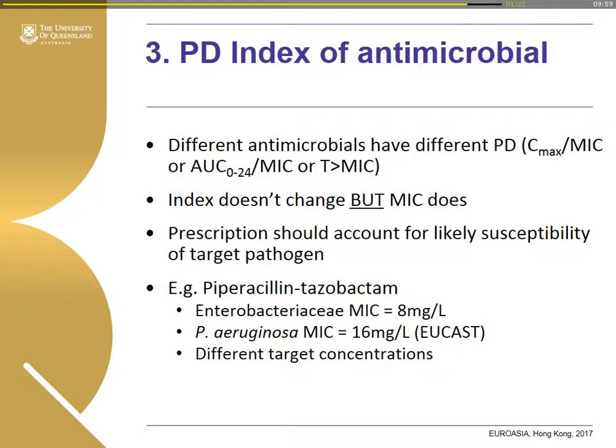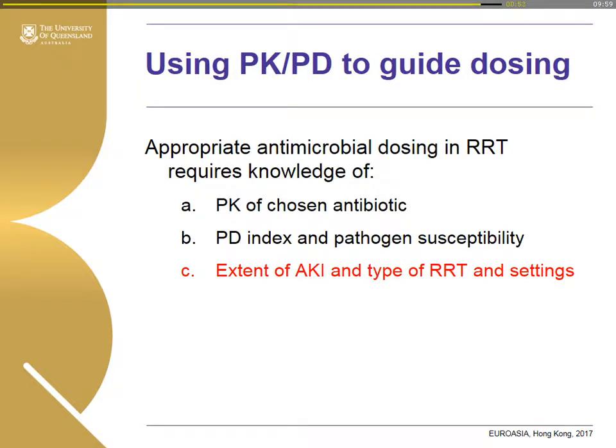If you assume that the MIC is at the breakpoint, say in the case of piperacillin-tazobactam that the MIC is 16, we're at the concentration of drug that's required for optimal effects against an organism of 16, as opposed to if you do measure it and you find that it's 2 or 4, which is a lot different. And so knowledge of the MIC is something which is important, but of course is difficult to get in day-to-day practice, but it does influence what your choice of dose may be. And then the extent of AKI and then the type of renal replacement therapies is that final consideration for dosing.